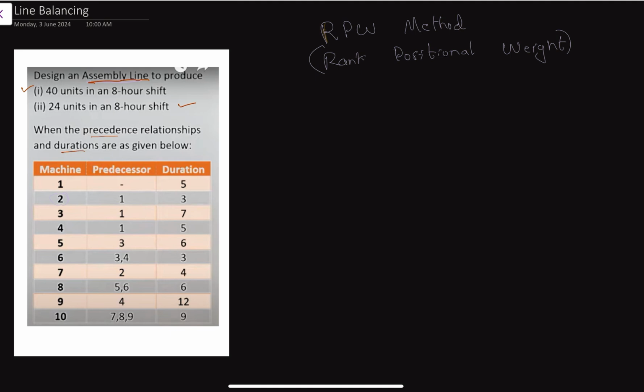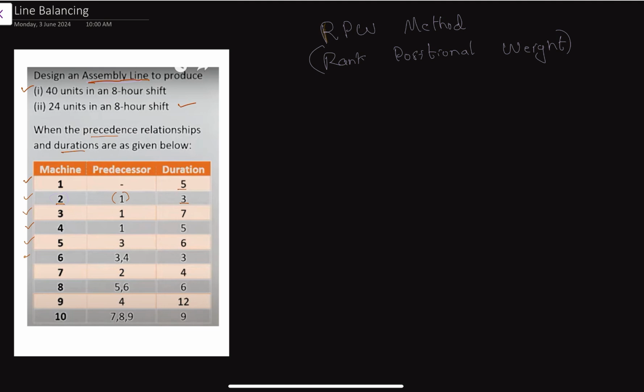For machine 1, machine 2, machine 3, machine 4, machine 5, machine 6. For machine 1, the duration is 5 minutes, and for machine 2, the duration is 3 minutes. For machine 2, the predecessor is 1.